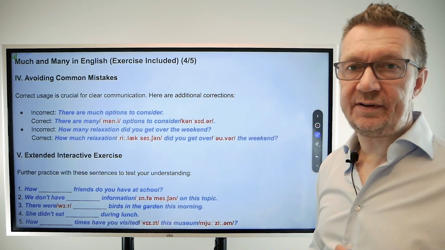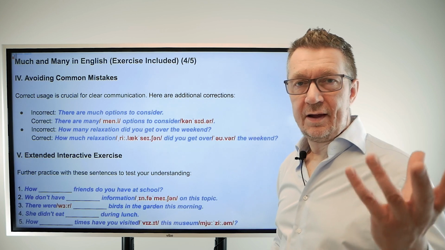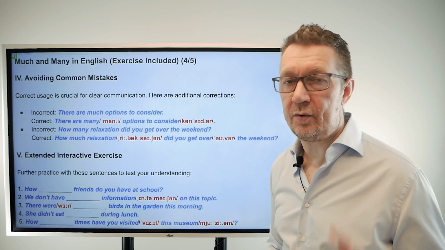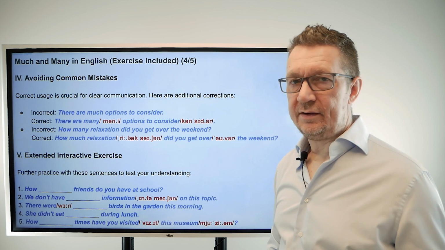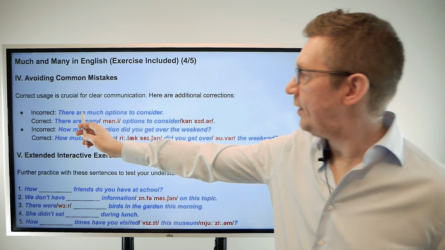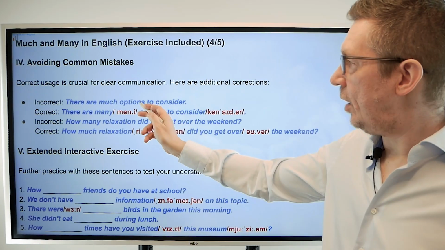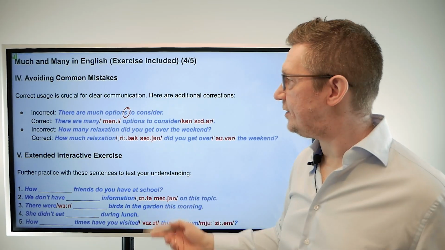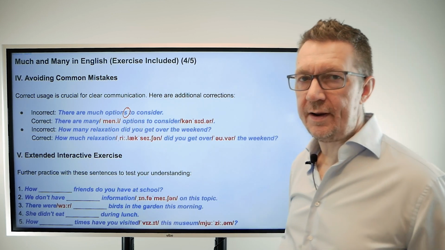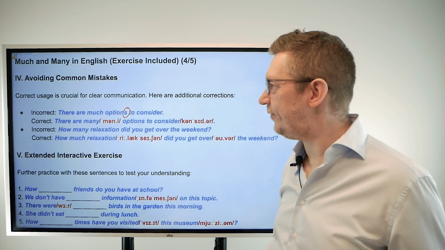Okay, so common mistakes with much and many. And actually, like I said, English people themselves make these mistakes quite a lot. So it's not just something that people who are learning English do. So, incorrect: there are much options to consider. Okay? Because options, we have this pluralization, we can say there are many options to consider. All right? Because you should feel now that it just doesn't feel right.